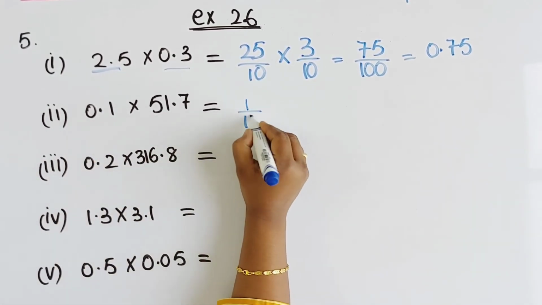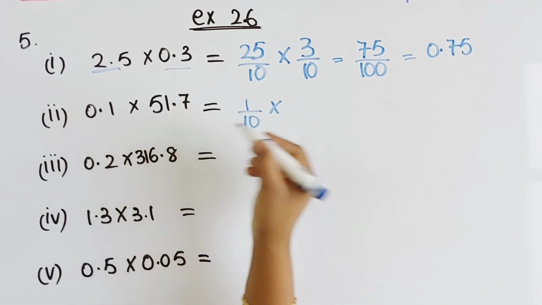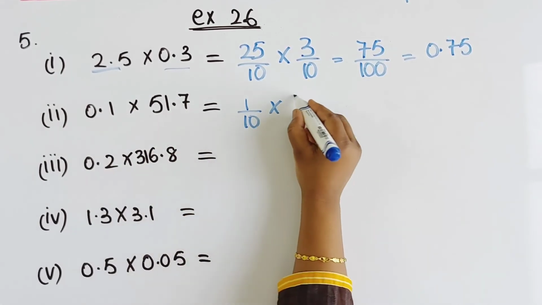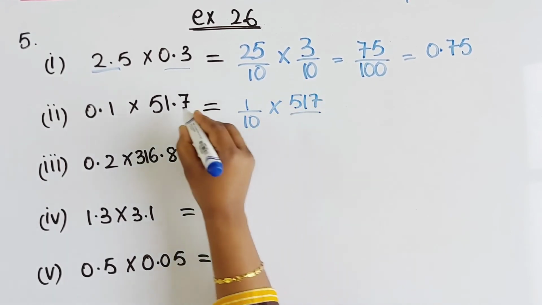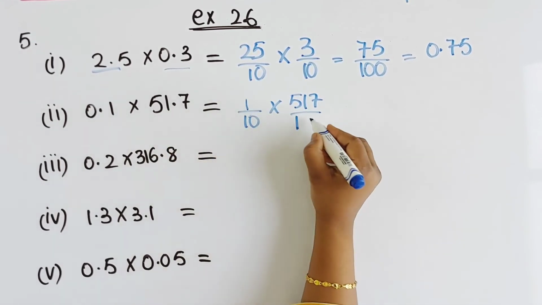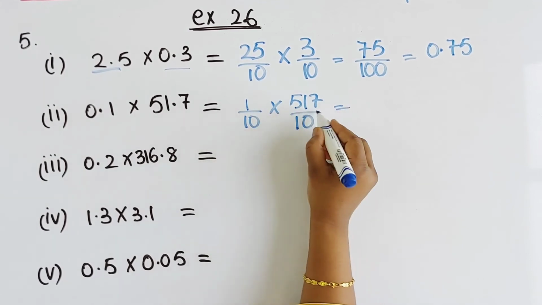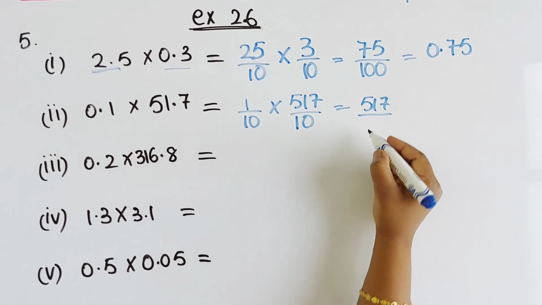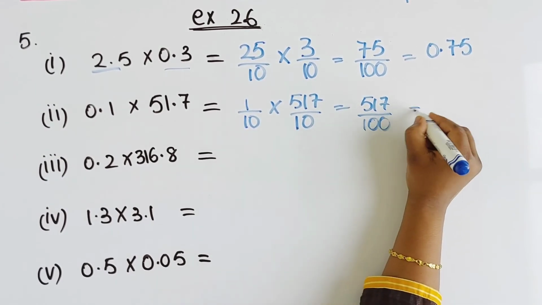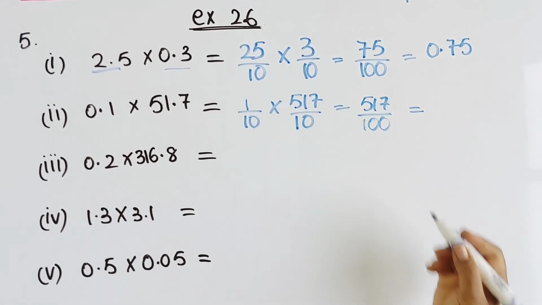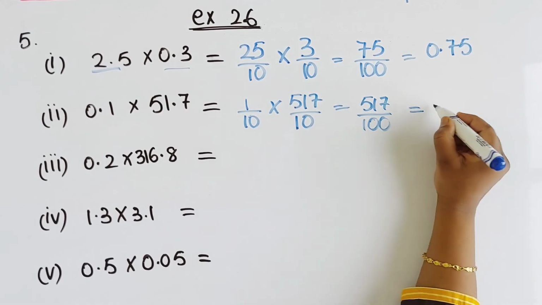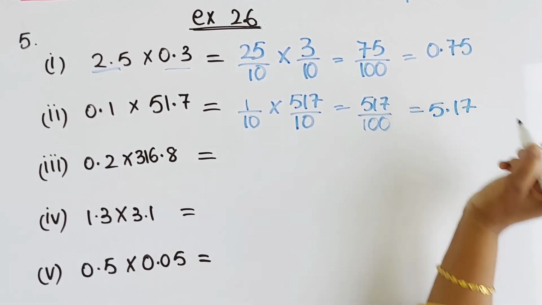Now second one, 0.1. That means 1 by 10, you know. And 51.7. 517, in point place 1, after that one number means 10. Now 517 into 1, 517, children. Divided by 10 into 10, that is 100. Correct? Now 517 divided by 100. In the denominator we have 2 zeros. That means point after 2 numbers should have. That means 5.17 is the answer.